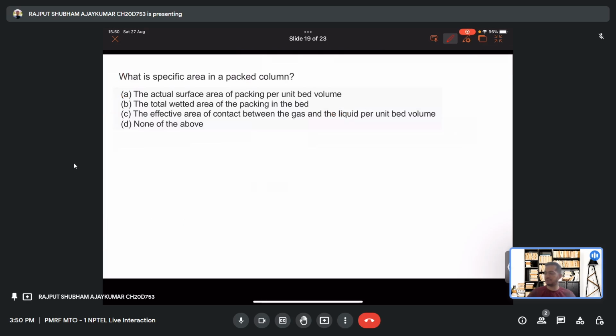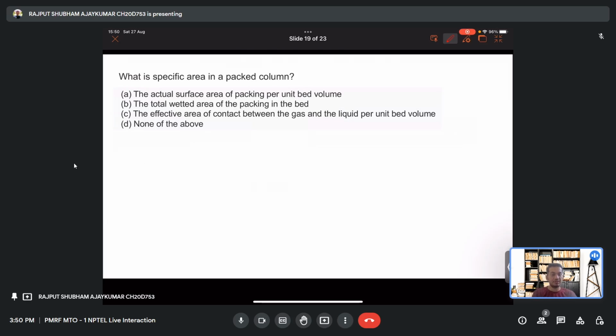So for today, like I said, there will be no further numericals. We will only go through some of the MCQs that I have already seen in the lecture notes today. So what is a specific area in a packed column?